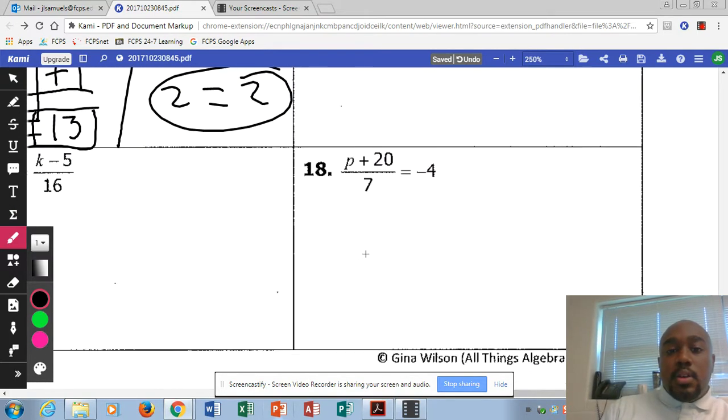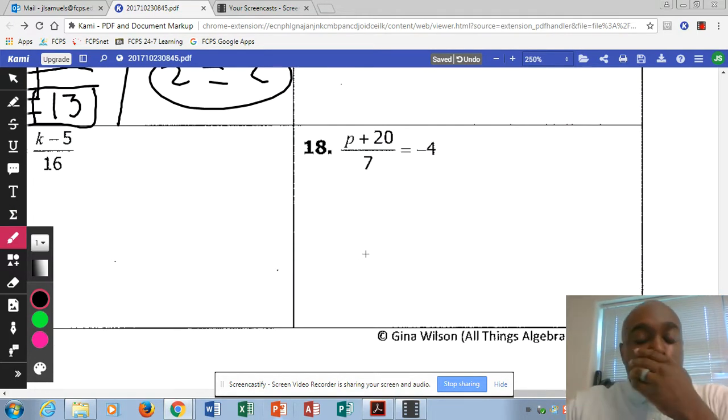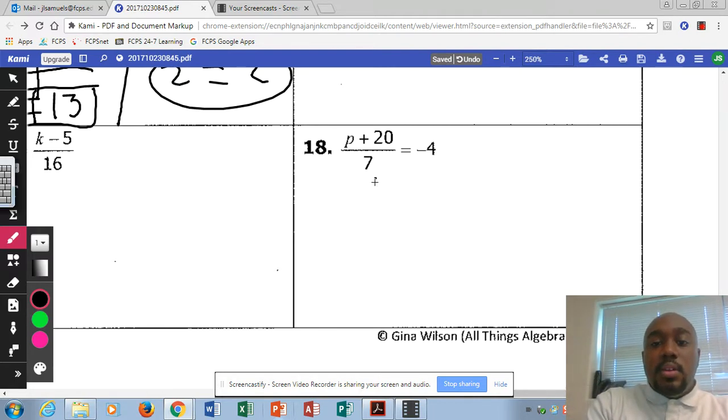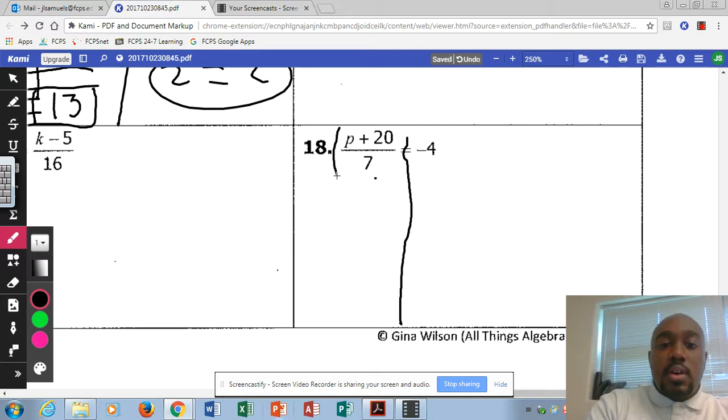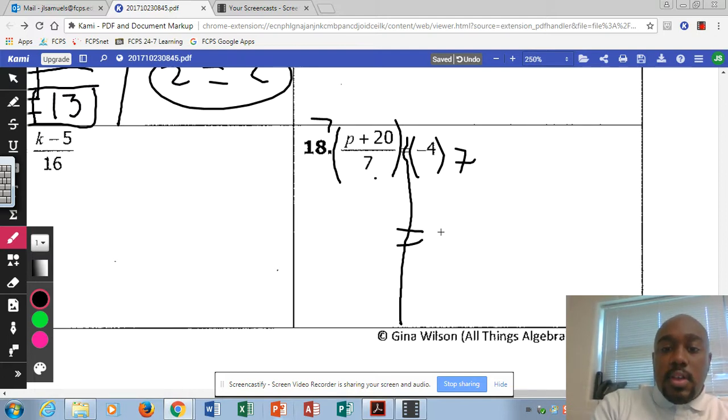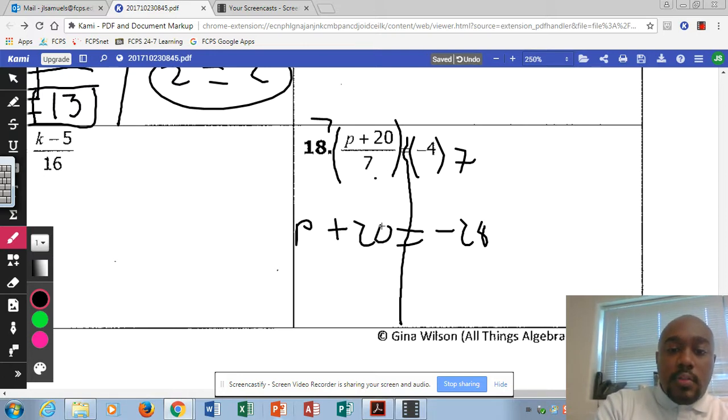Okay? Let's do number 18. So number 18, we have p plus 20 divided by 7 equals negative 4. So first thing I'm going to do, always, is tee it up. So now to get rid of this 7, dividing by 7, I need to multiply. So that's what I'm going to do. Okay? Opposite of division is multiplication. So now, negative 4 times 7 is going to be negative 28. And we have our p plus 20 left over.